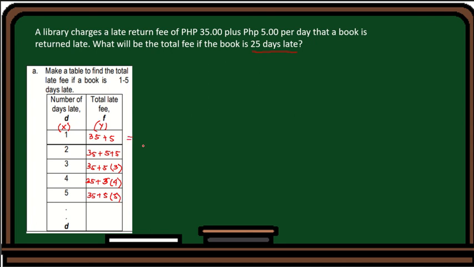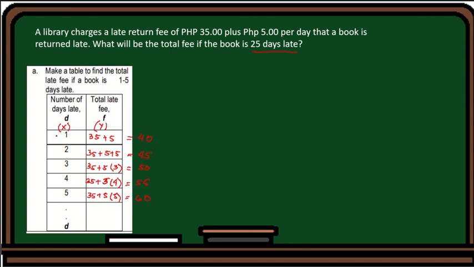So for the first day, na late na ang inyong libro, you will be paying 40 pesos. The second day, you will be paying 45 pesos. And the third day, you will be paying 50 pesos, 55, and on the fifth day, you will be paying 60 pesos. Now, let's check the pattern.